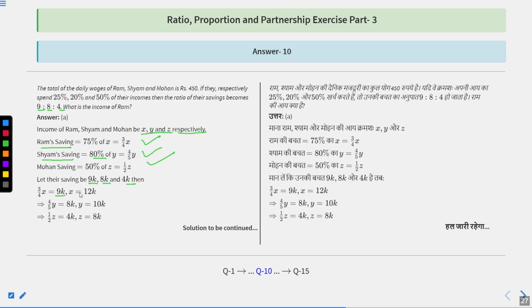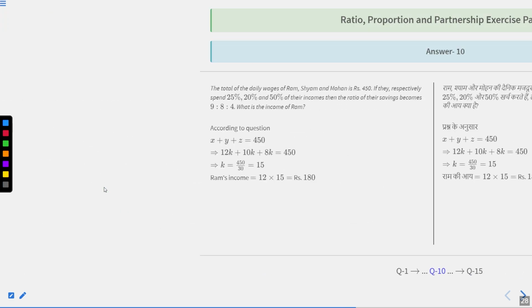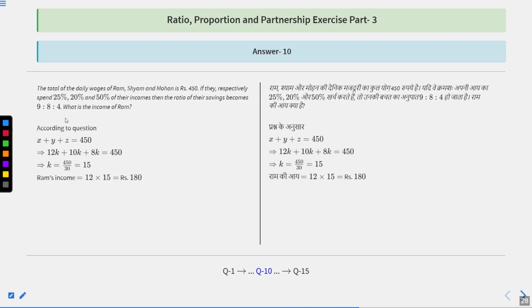In the same way, for Shyam, 4y by 5 equals 8k and 1/2 z equals 4k. When we calculate it, we get 12k, 10k and 8k. Solution to be continued.